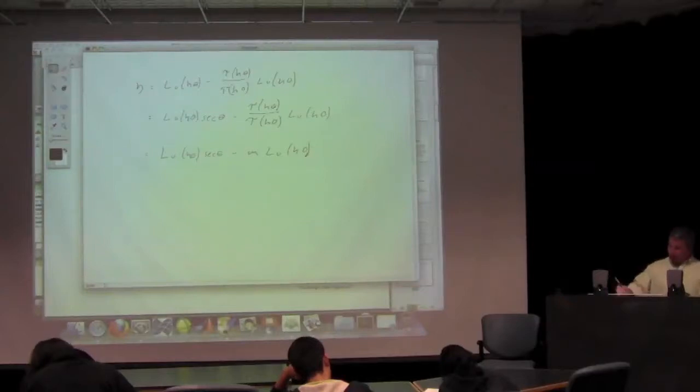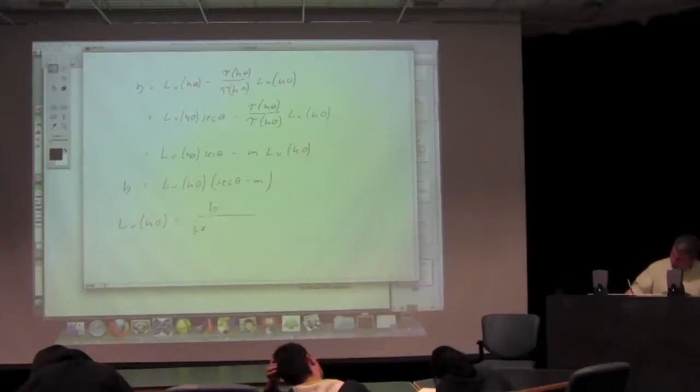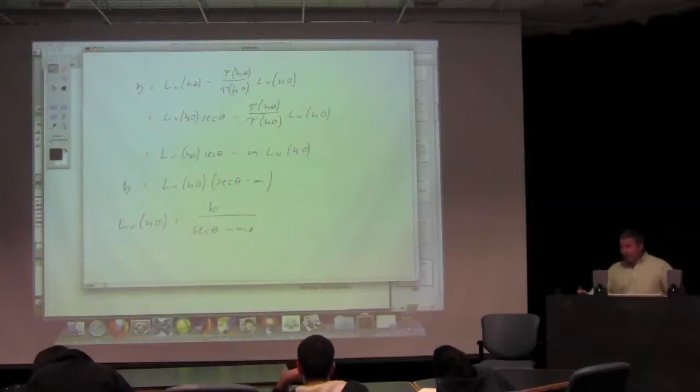And then what do we do? We can factor out that LU h naught times secant theta minus m, all equals b, and then we can just rearrange and solve for that. LU h naught equals b over secant theta minus m.